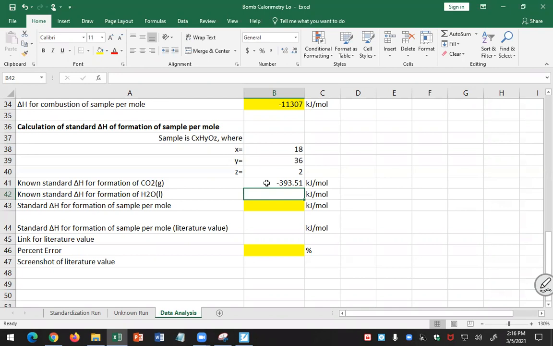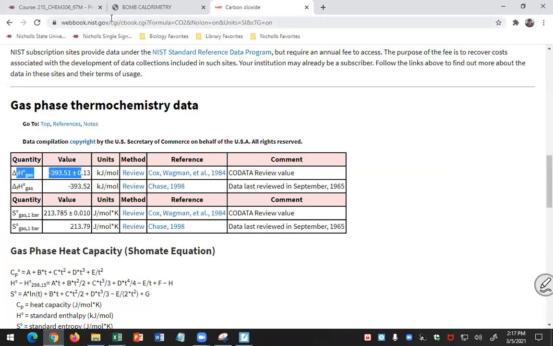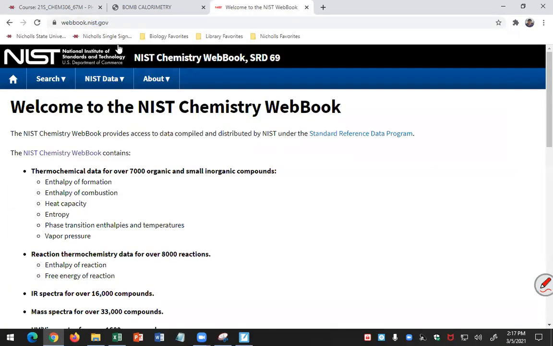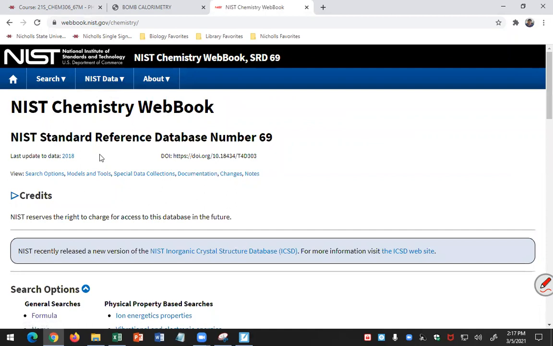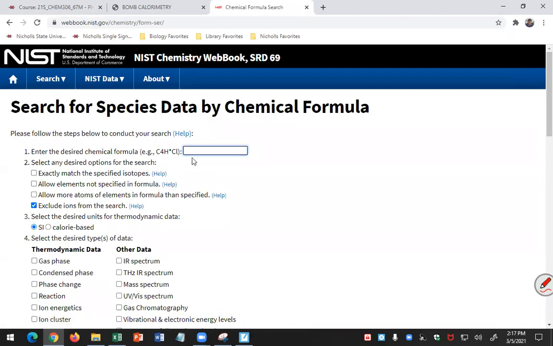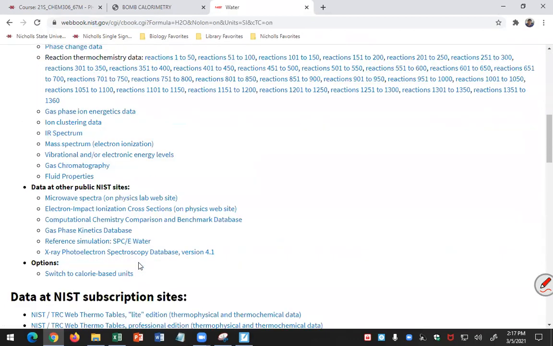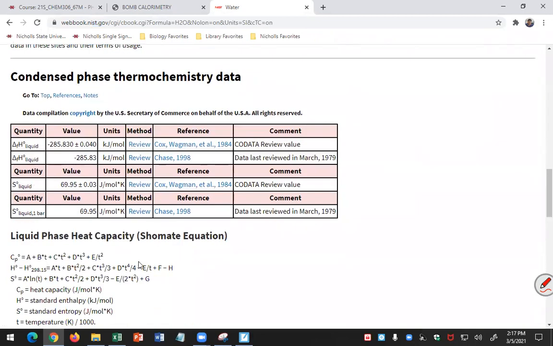What's the value for water? Liquid water. Okay, so you go to webbook.nist.gov, click on Chemistry WebBook, click on formula, and enter the formula you're looking for, H2O. Then you're looking for the condensed phase for the water, liquid water. So do a search, and here it is for liquid water.